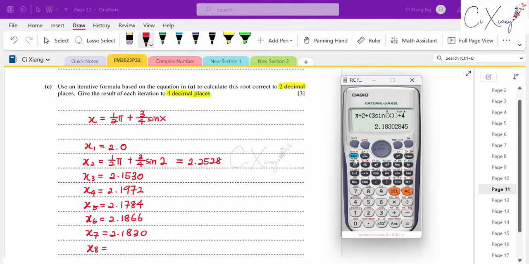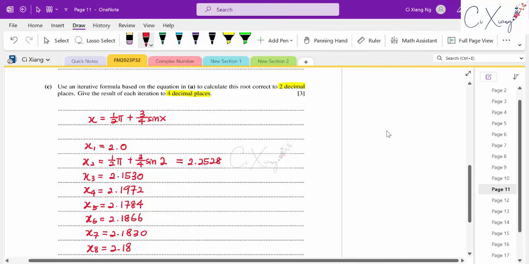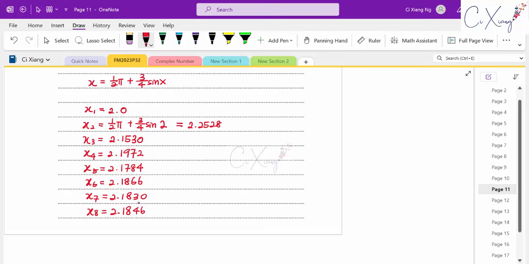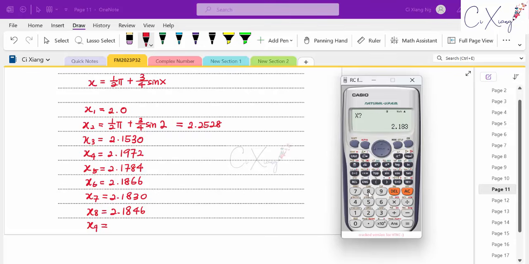Calculate, 2.1830, press equal sign. So I'm having 2.1846. If you observe these two values, x7 and x8, both of them are basically 2.18 for 2 decimal places. If you want to be safe, you can continue for one more iteration. Calculate again, 2.1846, press equal sign, so 2.1839.